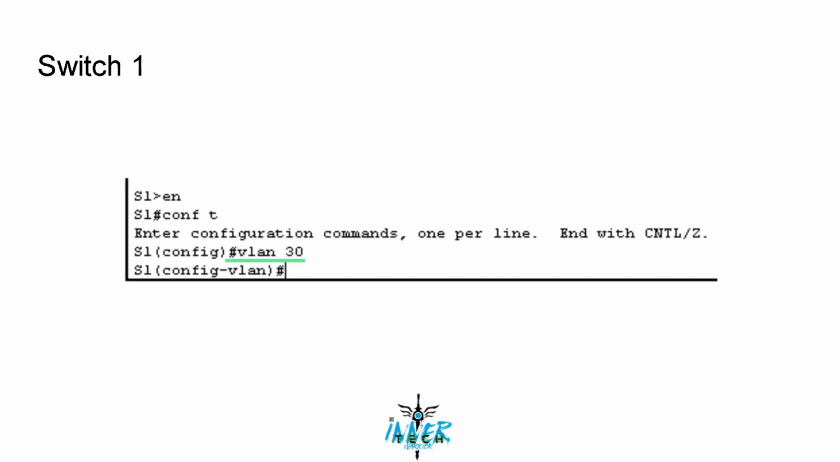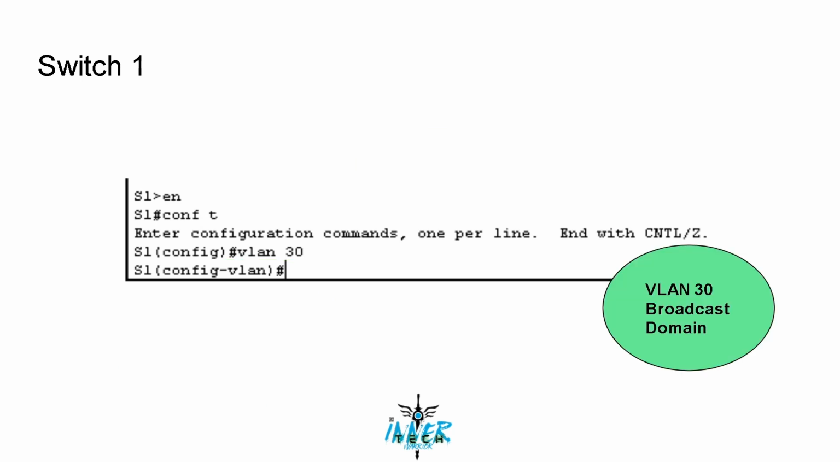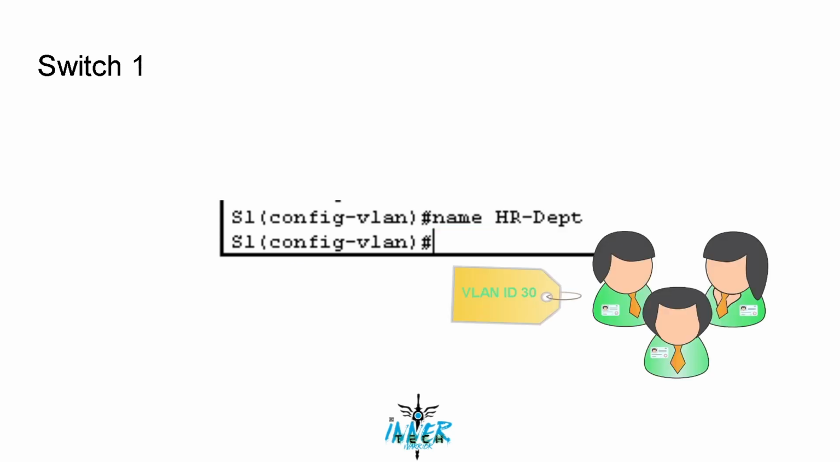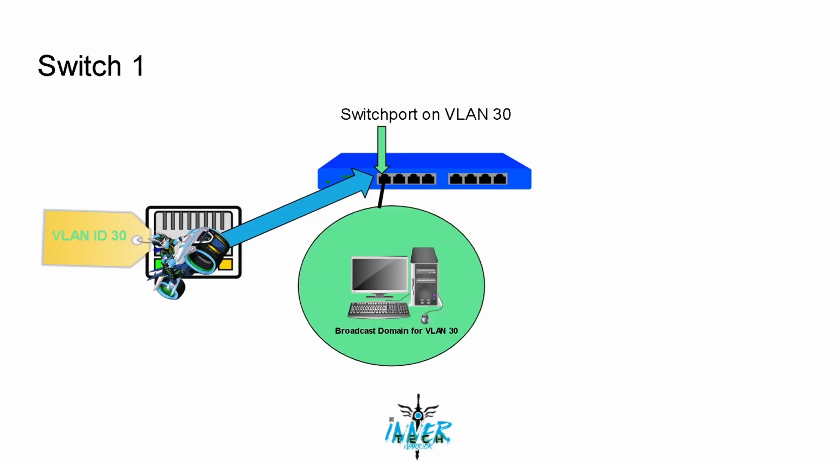To configure VLANs on a Cisco switch, create the VLAN with the command VLAN 30. This creates VLAN 30 as an isolated broadcast domain. Then we'll assign a name with the command name HR-department. The name identifies the VLAN purpose or department. Now we have to attach the VLAN to switch ports so that the data that passes through those switch ports are tagged with the VLAN ID.